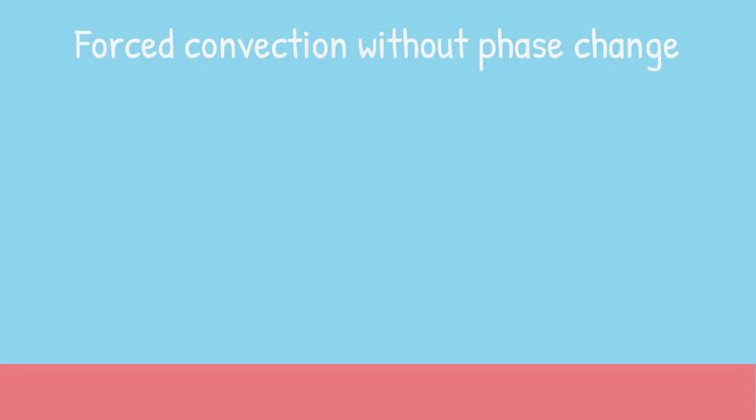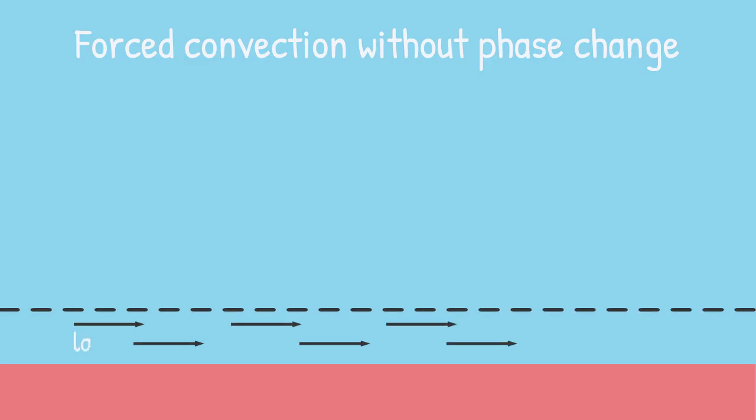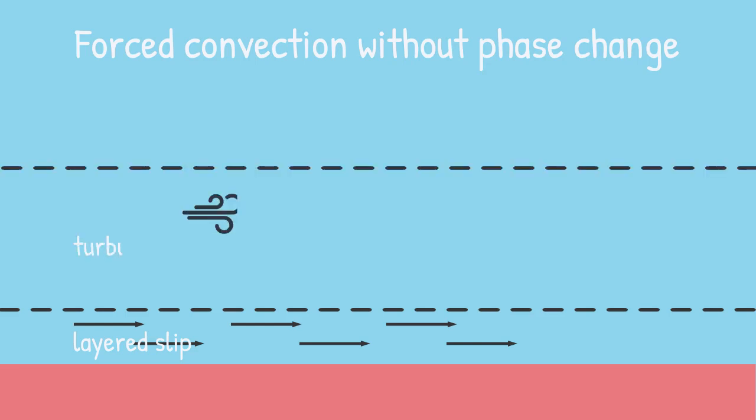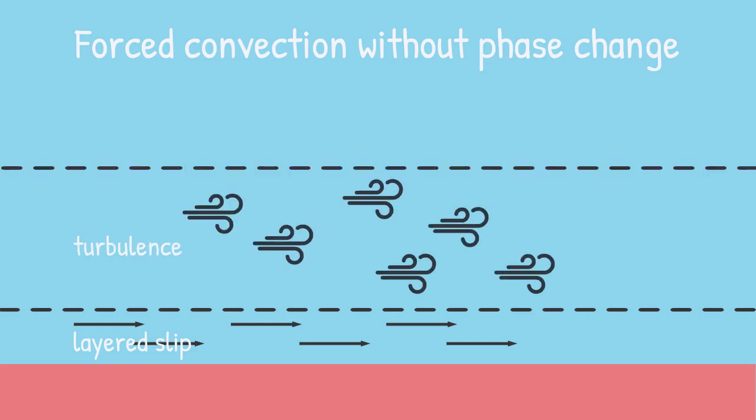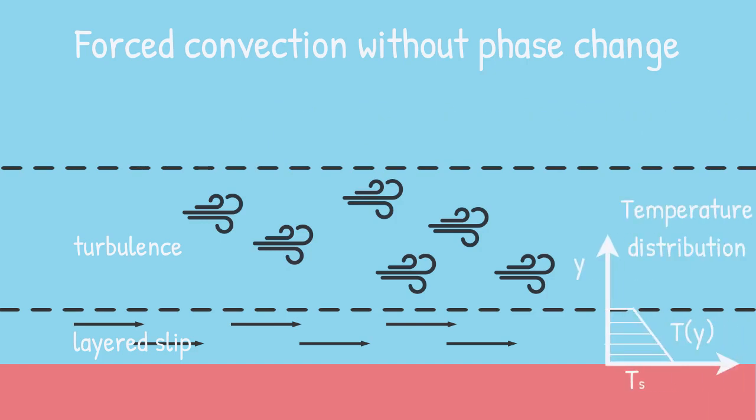In forced convection without phase change, the fluid circulates in layers near the solid surface. Theoretically, there is no mixing of matter between layers. When the fluid velocity is high, turbulence may appear. Above these layers, the fluid velocity and its temperature are not influenced by the interaction with the solid surface. If the solid surface is hotter or colder than the fluid, the temperature difference acts as a driving force for heat transfer. Because the fluid layers do not mix with each other, heat transfer takes place by diffusion.